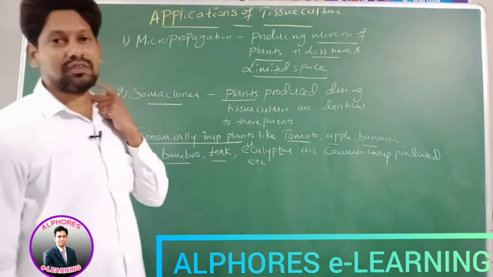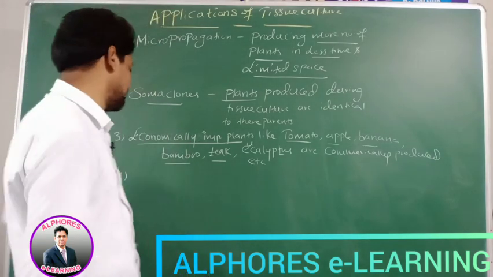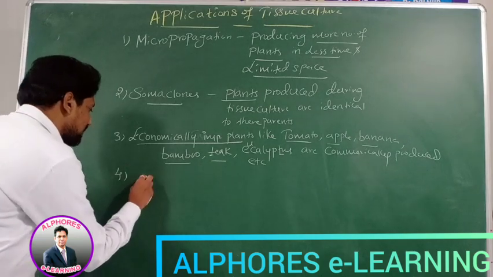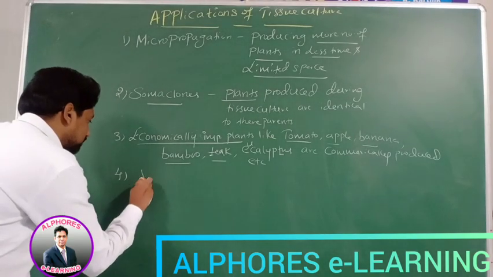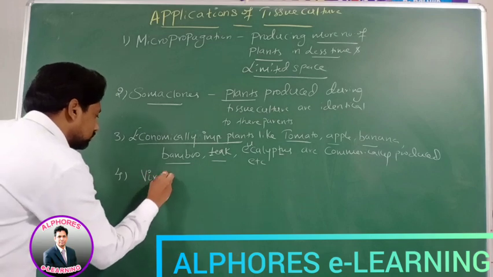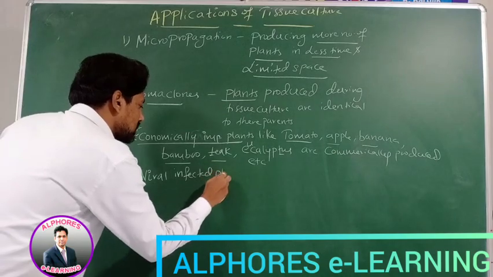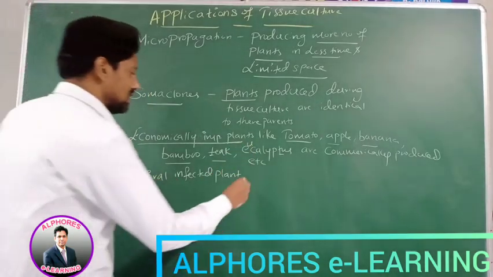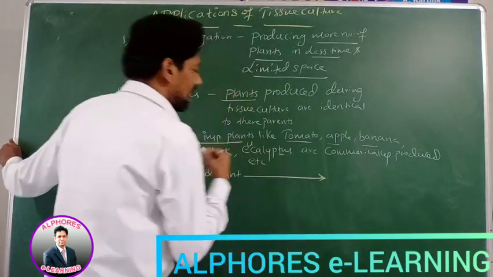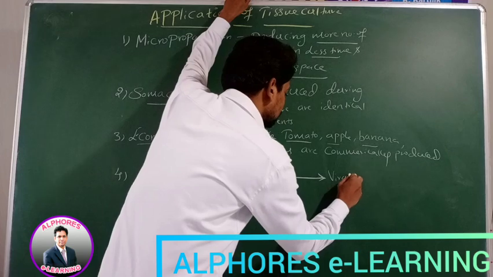Next, number 4. Listen here. Sir, we can produce viral free plants from viral infected plants. Therefore, what are produced, sir? Viral free plants are produced from viral infected plants. Sir, a plant is infected with virus, therefore a viral infected plant. From this viral infected plant, we can produce what, sir? Viral free plants.